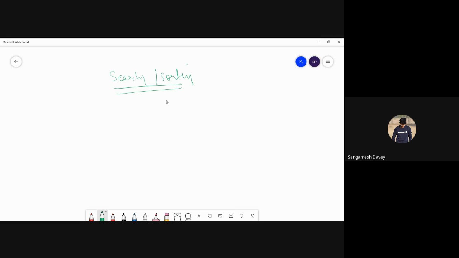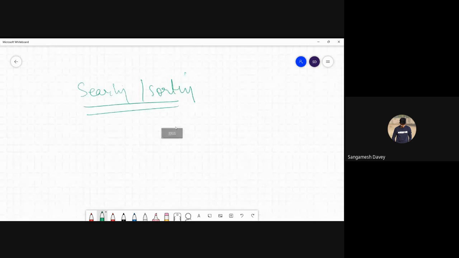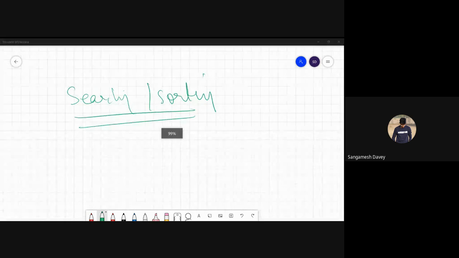So we'll be doing searching and sorting. As the name suggests, given an array, we have to search in the array. Given an array, we need to sort the array. We'll be going through different techniques in that to give you a fair intuition about all the ideas.